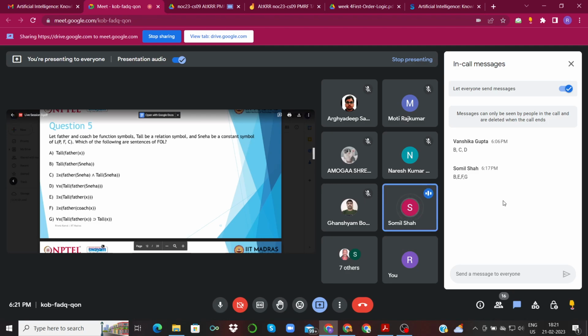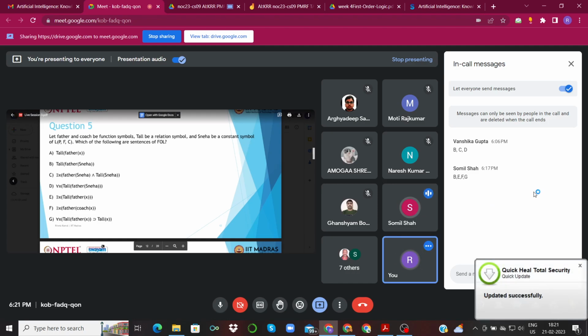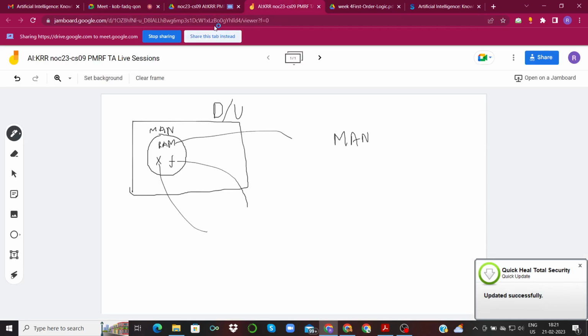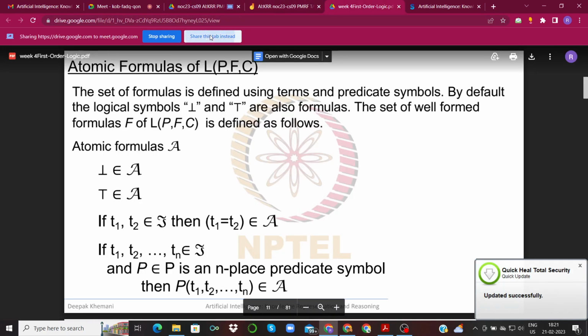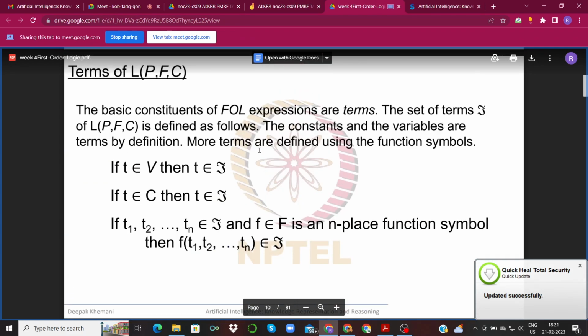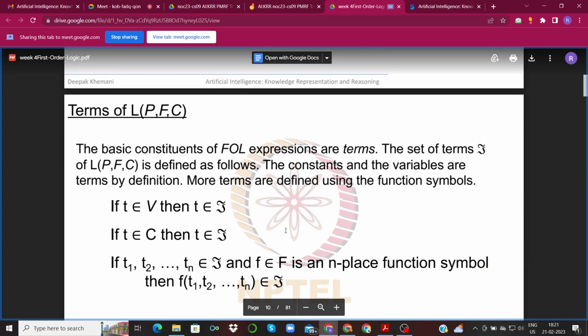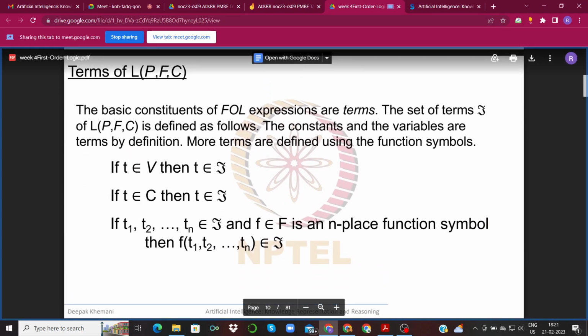I'm still confused with the C and D options. Can you explain both of them for me? Okay, let me go back to the class lecture notes. Let's go back to the basic definitions.